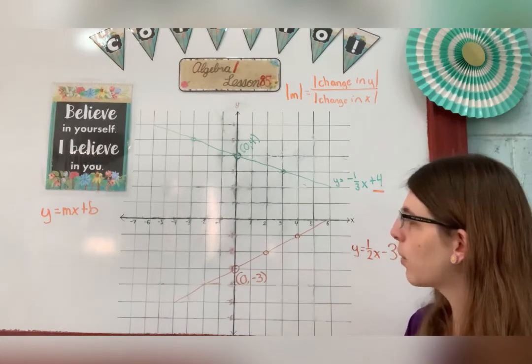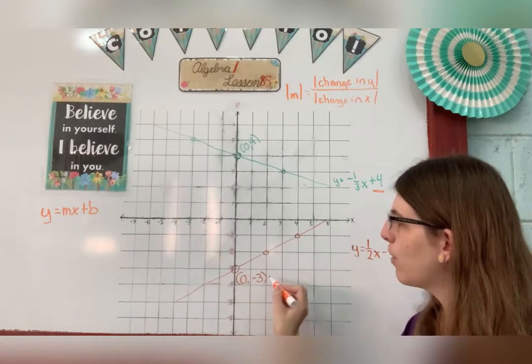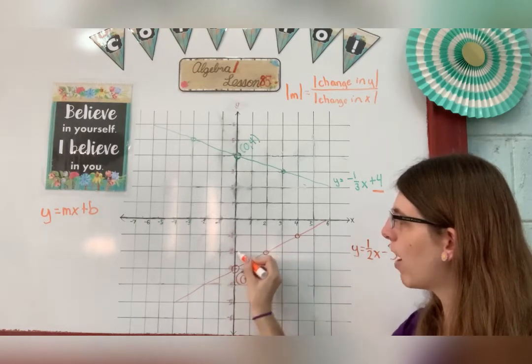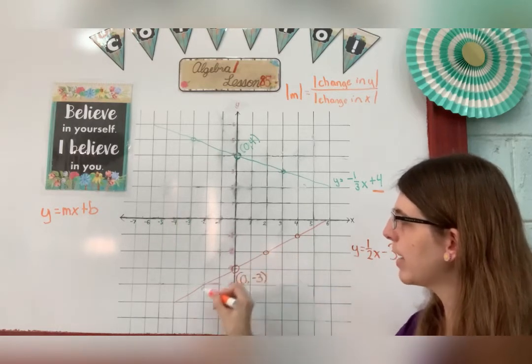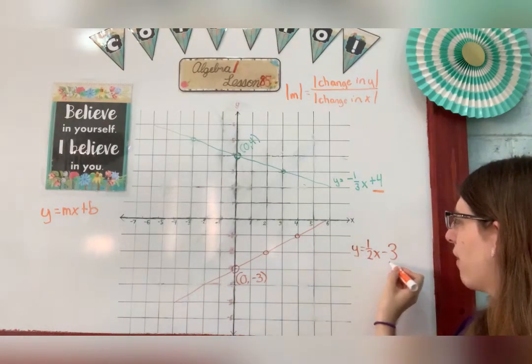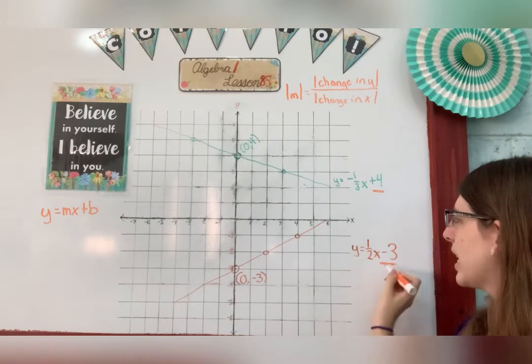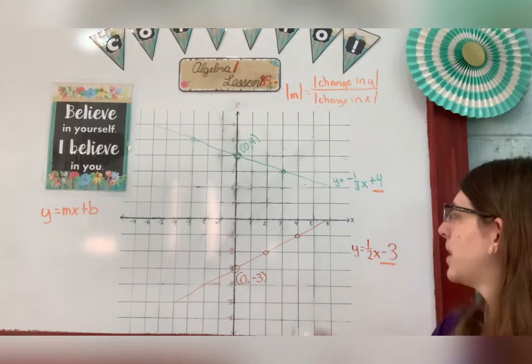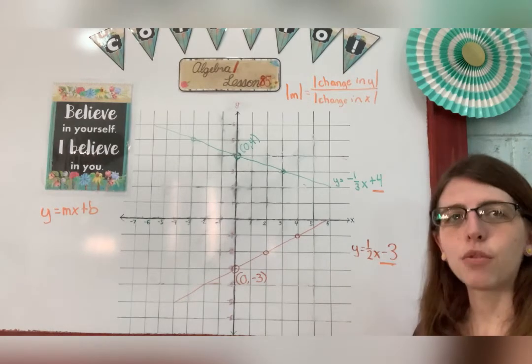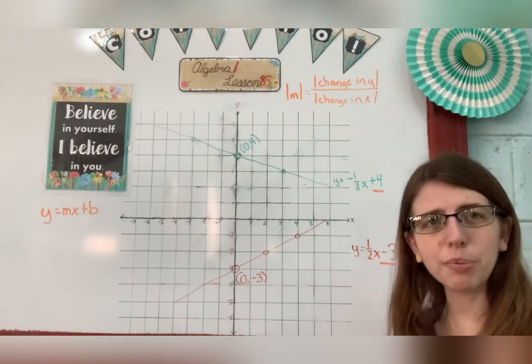Okay, let's look at this equation down here. I have 0, negative 3 is where I intercept with the y. Negative 1, negative 2, negative 3 for this line. So in y equals 1/2 x minus 3, my intercept is a negative 3. So b is negative 3. Okay, that one's super simple, right?